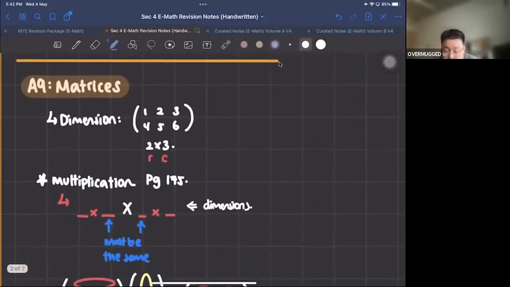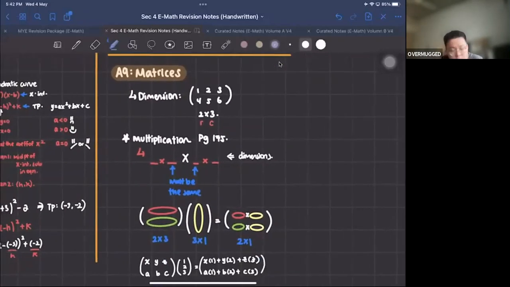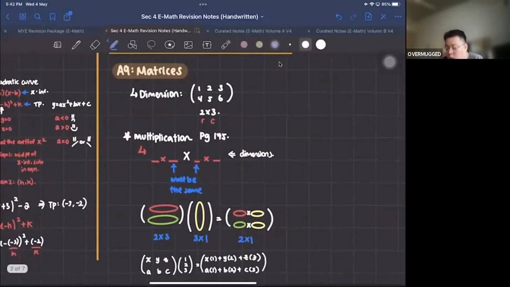Next one will be matrices. This topic is also a Sec 4 topic, not a very difficult topic. I think it's a pretty easy topic. So matrices, the first thing you need to remember is about the dimensions of a matrix.